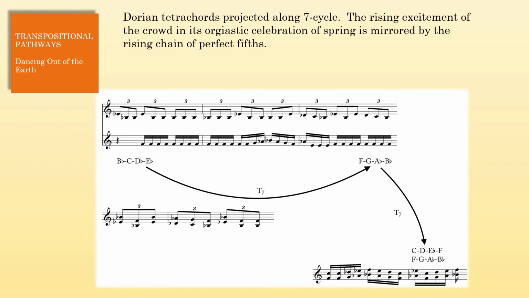In Dancing Out of the Earth, the wild climactic final scene of Part 1, Dorian tetrachords are projected along 7 cycles. The rising excitement of the crowd in its orgiastic celebration of spring is mirrored by the rising chain of perfect fifths.